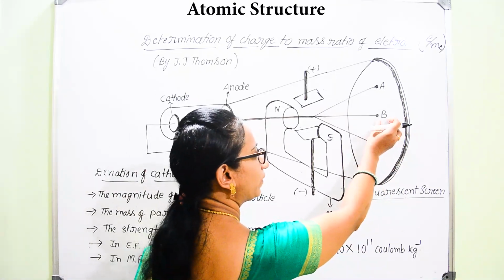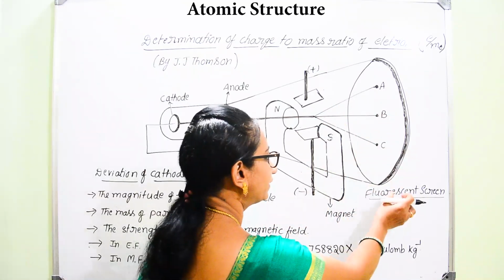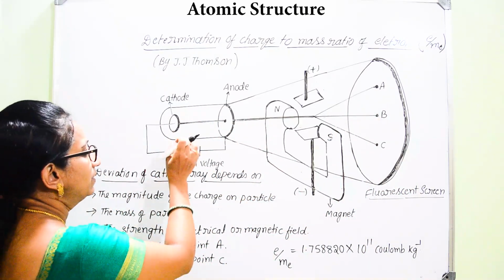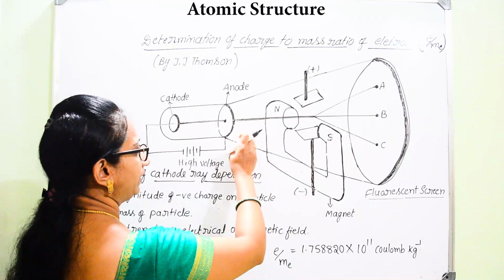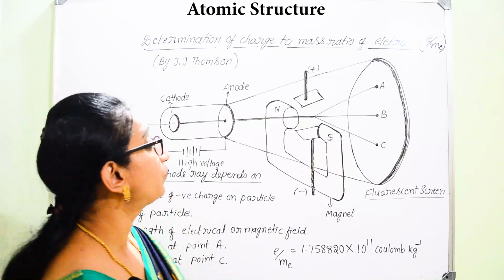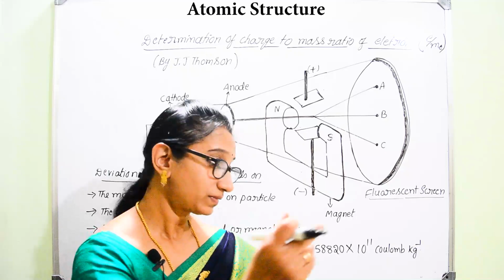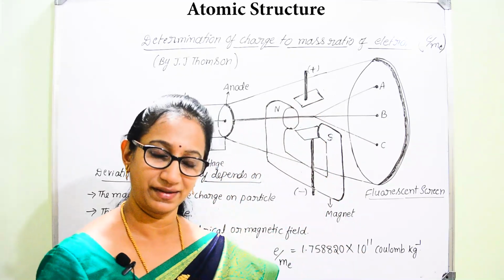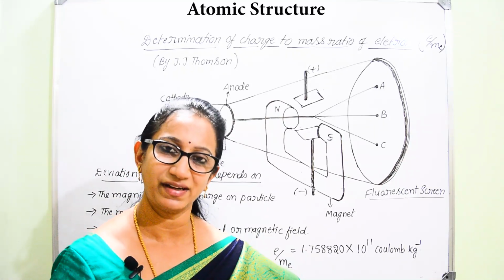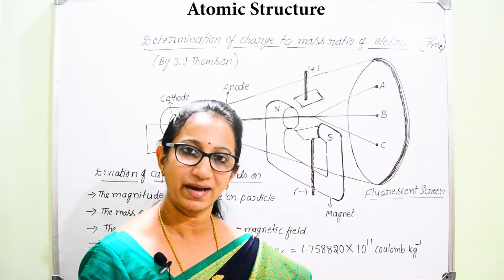He was able to find a glow, we can consider a green colored glow, on the fluorescent screen. Hence he found that in the absence of electric field and magnetic field, the spot was at B. But in order to find the charge to mass ratio, he needed to induce an electric field and a magnetic field. Now we have to analyze the influence of the electric field and the magnetic field.